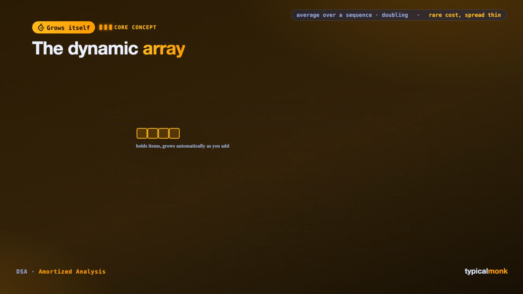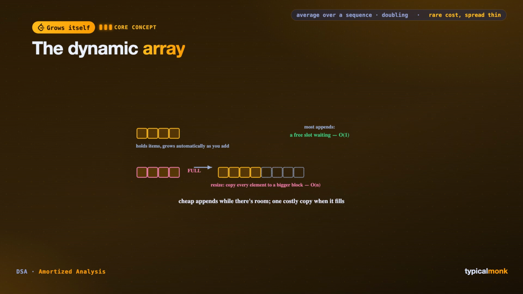Let us make this concrete with the classic example, the one you use in every program without thinking, the dynamic array. You may know it as an array list, a vector, or simply a Python list. A dynamic array holds a sequence of items in memory, and its magic is that it grows itself automatically as you add more. You just keep appending, and it keeps finding room, seemingly without limit. But underneath, that room is not infinite. The array has a fixed block of memory. Most of the time, when you append, there is a free slot waiting, and the append is trivially cheap in cost and time. Until, one day, the block is completely full.